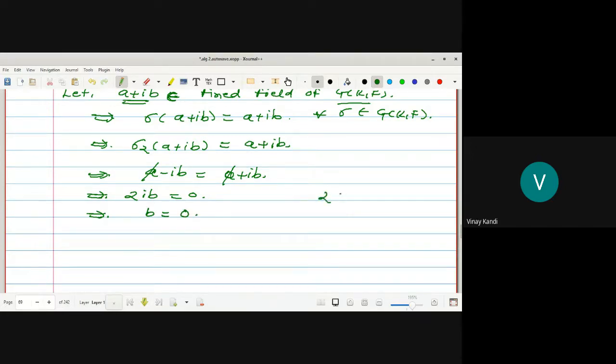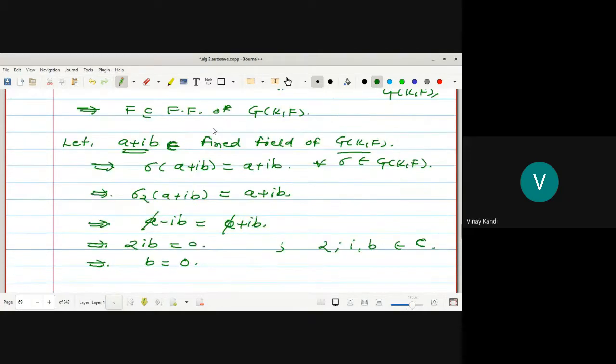These are elements of the set of complex numbers, which is a field. A field means an integral domain, and an integral domain means without zero divisors: if the product of two elements is zero, one of them must be zero. That is the reason. So B must be zero. If A plus IB is in the fixed field of GKF, then B must be zero.